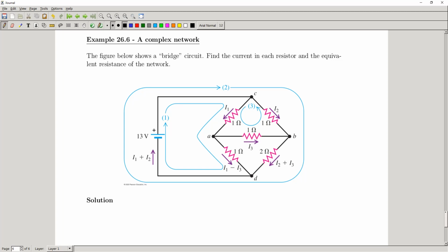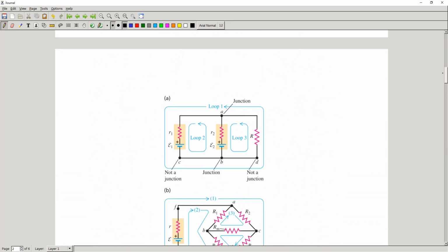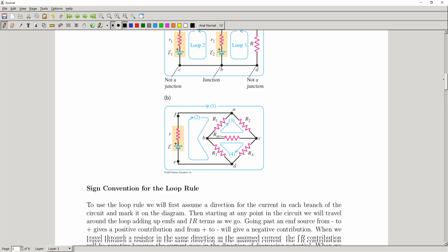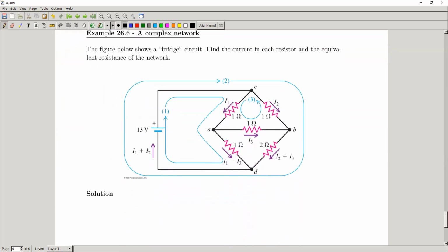So what do we have here? This is the bridge circuit that we saw above, right? This is the same circuit that we saw in the very beginning up over here. Okay, so it's this bridge circuit B. We're going to be taking a look at it down here. What do we want to find? We want to find the current in each resistor and the equivalent resistance for the network.